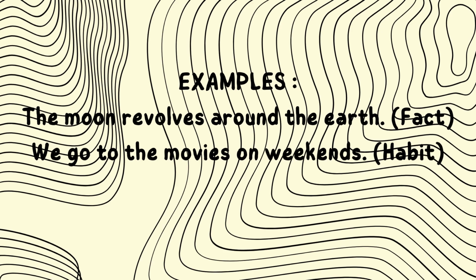Now let's have a look at the second example. We go to the movies on weekends. This sentence says a habitual action which could be altered when needed but wasn't till date. Here, the verb go is conjugated in accordance to the subject we, which makes the sentence plural.